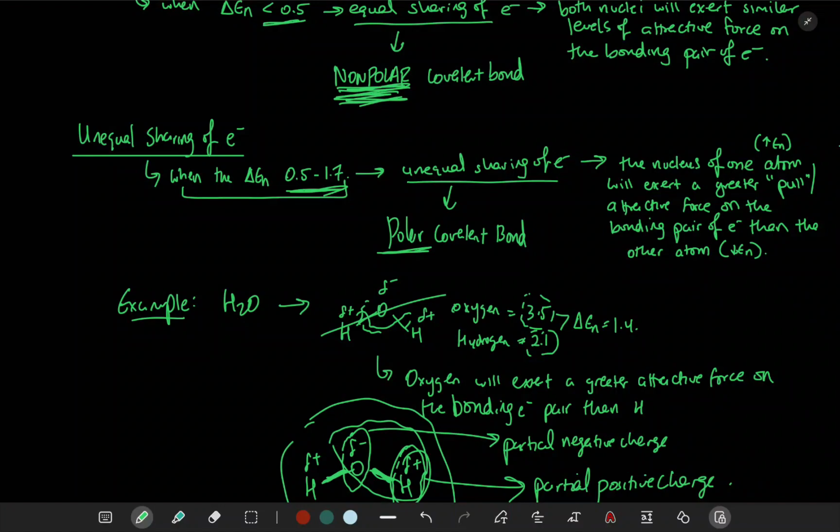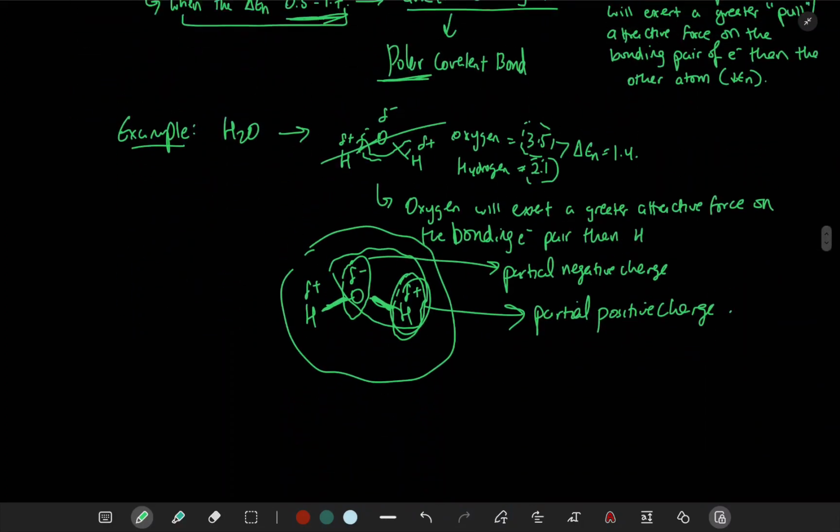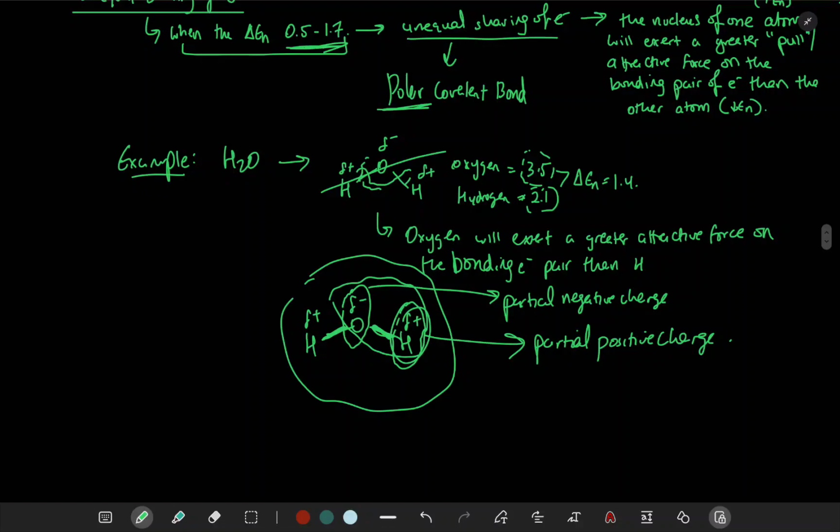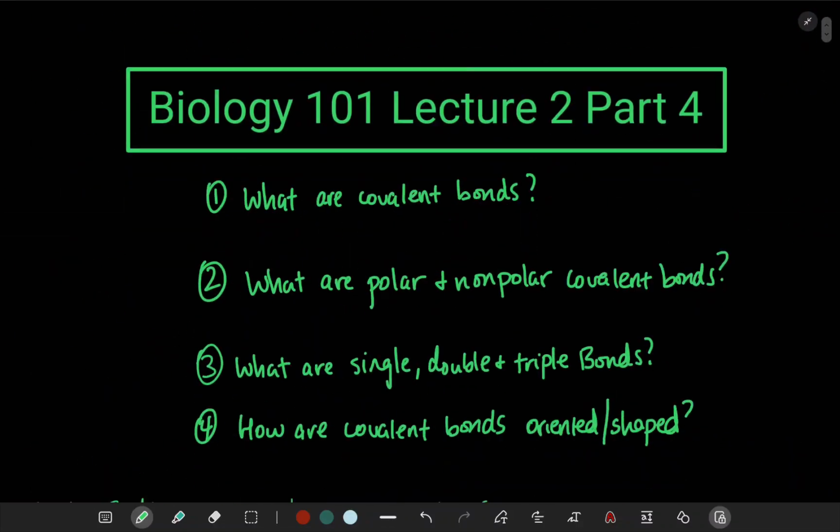And this is because the nucleus of one atom, which is the atom with the greater electronegativity, will exert a greater pull on the bonding pair of electrons than the other atom with a lower electronegativity. And this results in the presence of slight poles, right? Slightly charged ends at each atom at the end of the bond, and results in what's called a polar covalent bond.